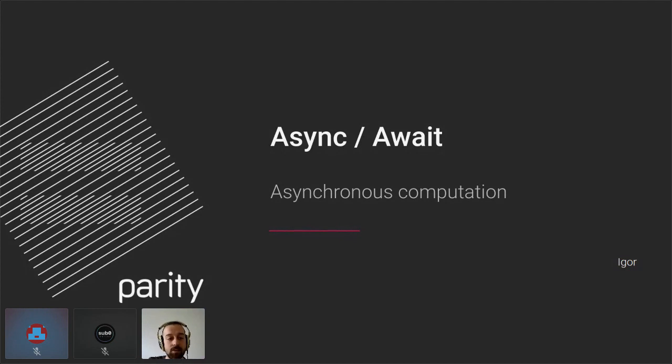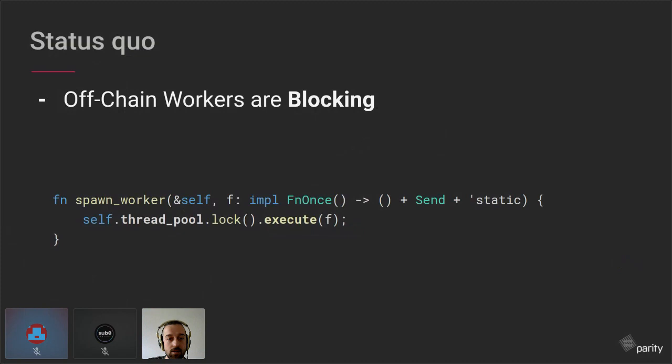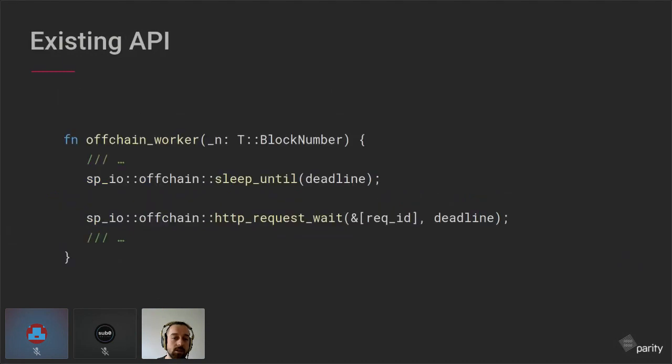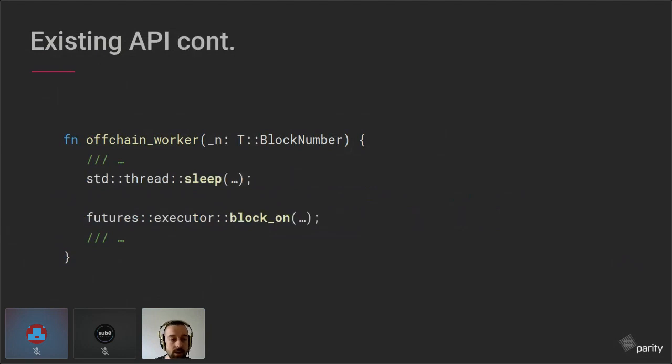So today I'd like to briefly introduce you to the upcoming async await support in the Offchain workers. So let's start and get into the current status quo. As of now, Offchain workers are blocking. This means that, for example, once we start waiting for an HTTP request, we cannot make any progress with anything else until it finishes. Internally, the Offchain worker is spawned on a dedicated thread in a substrate runtime, and you can't get any fine-grained control of that.